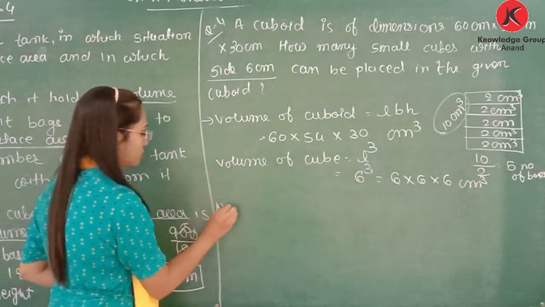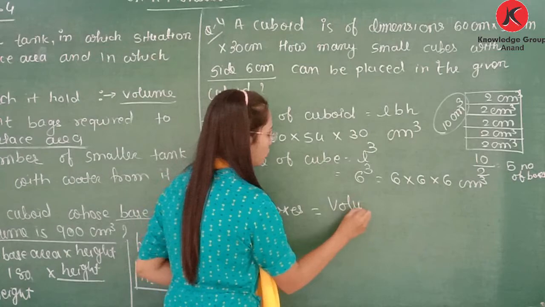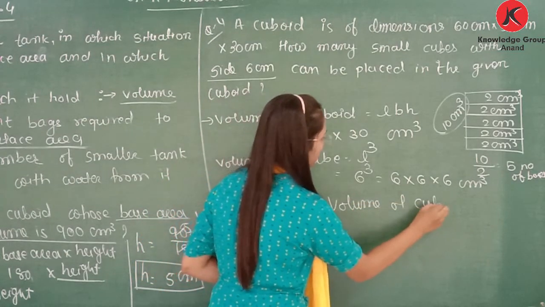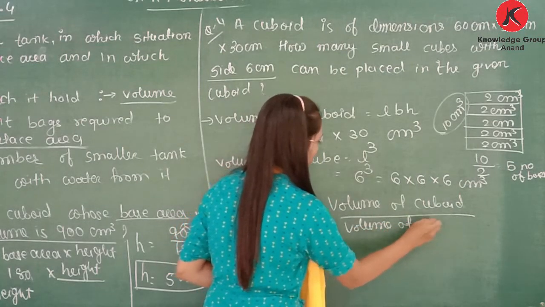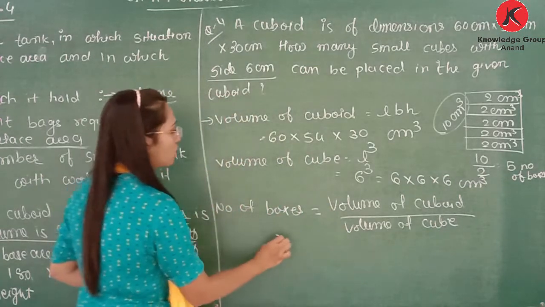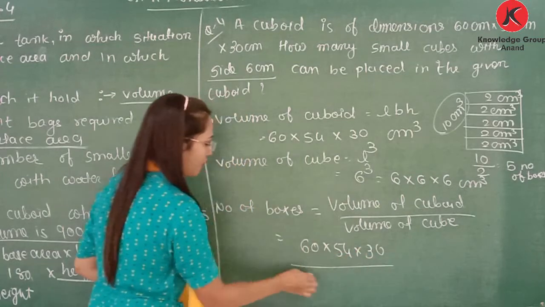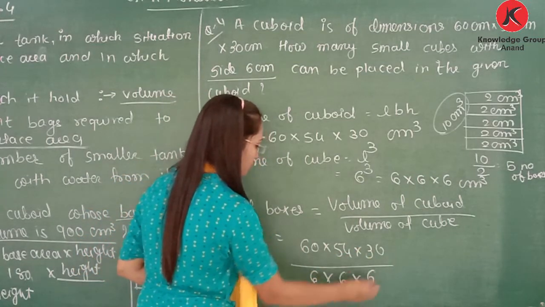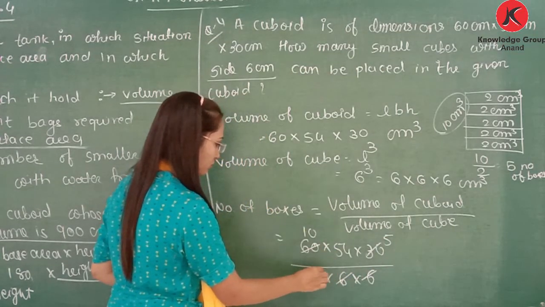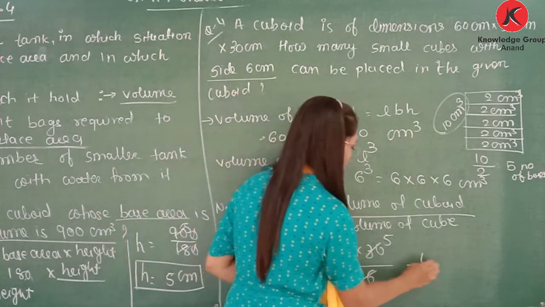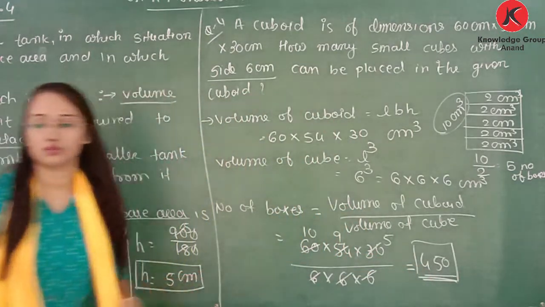Now number of boxes is volume of cuboid divided by volume of cube. So volume of cuboid is 60 multiply 54 multiply 30, divided by 6 multiply 6 multiply 6. Cancelling, 6 tens are 60, 6 nines are 54, 6 fives are 30. So it is 450. That is the number of boxes we can place in the bigger cuboid box.